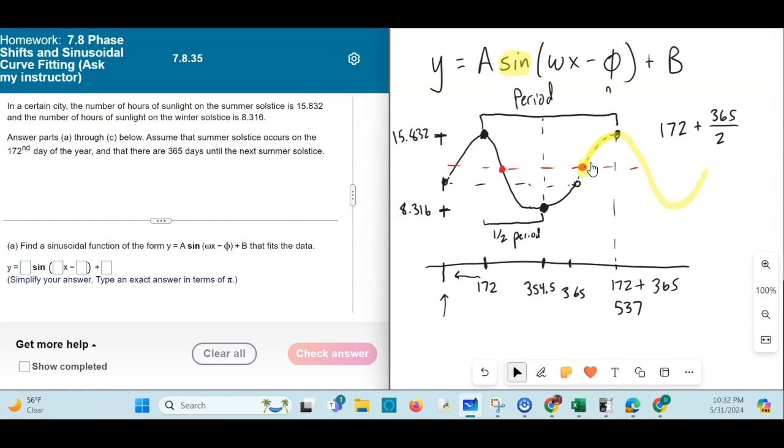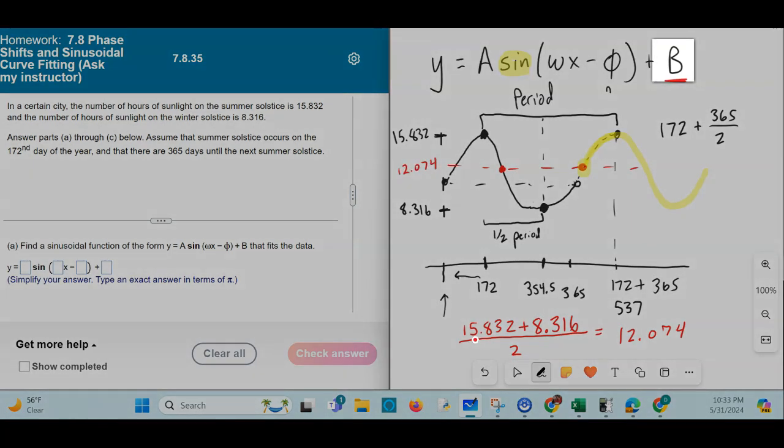What would the midline be? That'll be the value of B over here. So the midline is the average of the minimum and maximum value. So if I average those, I get 12.074. Okay, that's the equation, that's the height right there in the middle. That's also the value of B here.